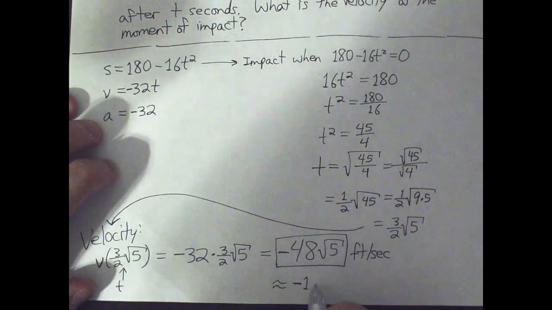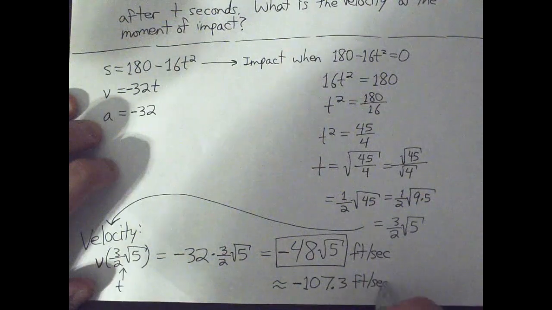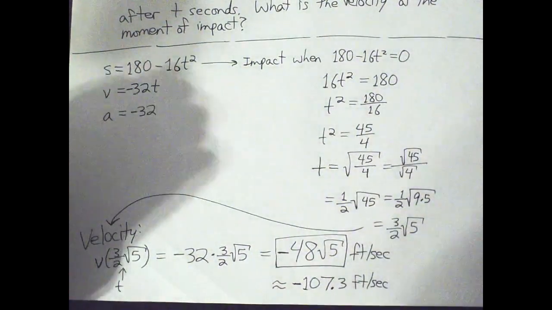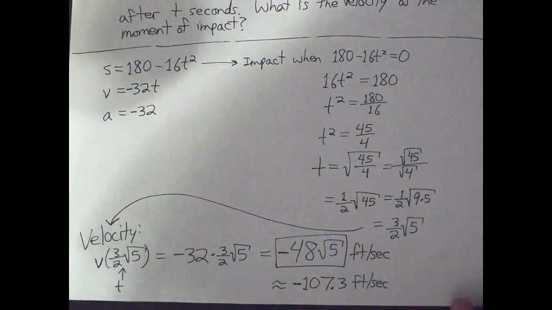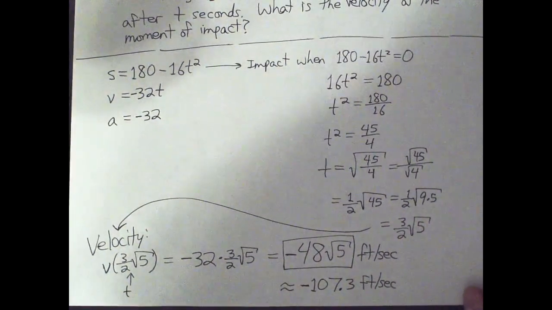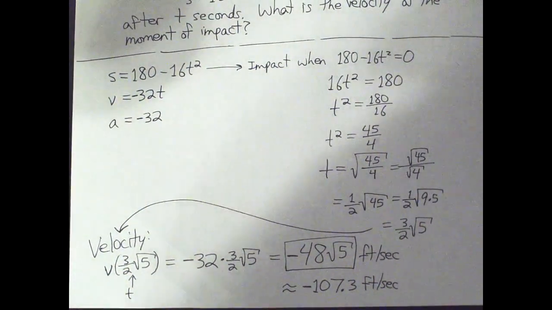This is approximately equal to negative 107.3 feet per second, which is pretty fast. I would not want to get hit by a cannonball traveling at that velocity. You imagine traveling about 100 feet per second.